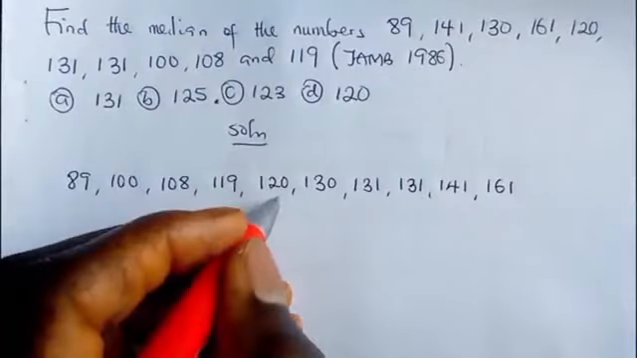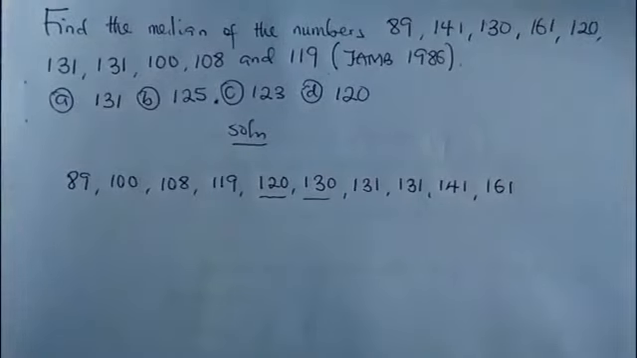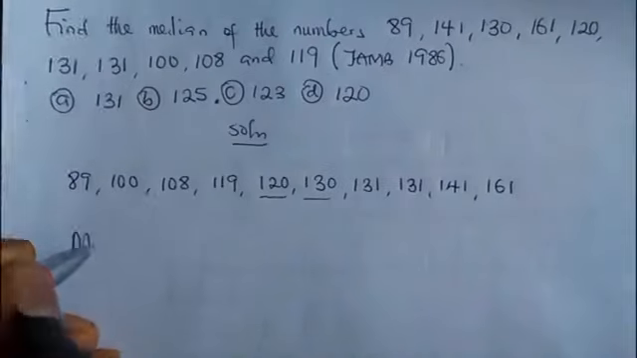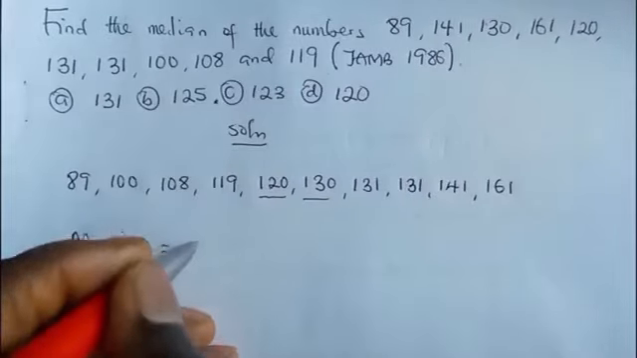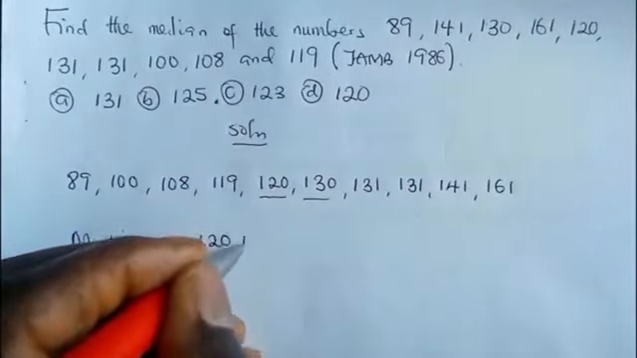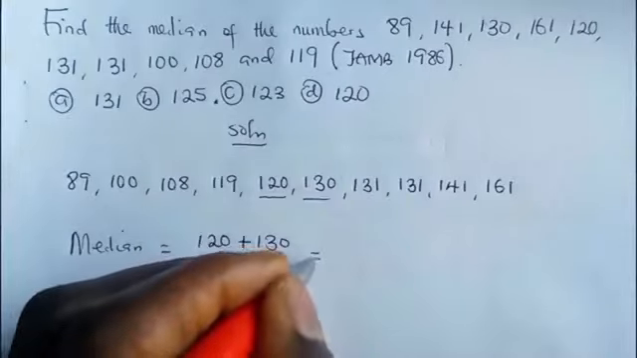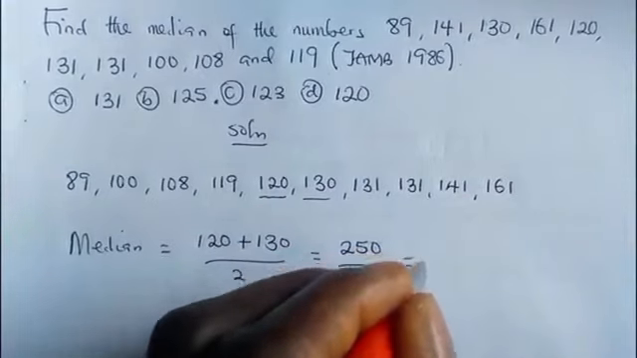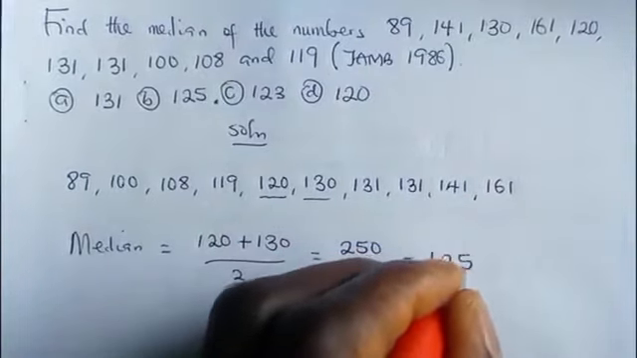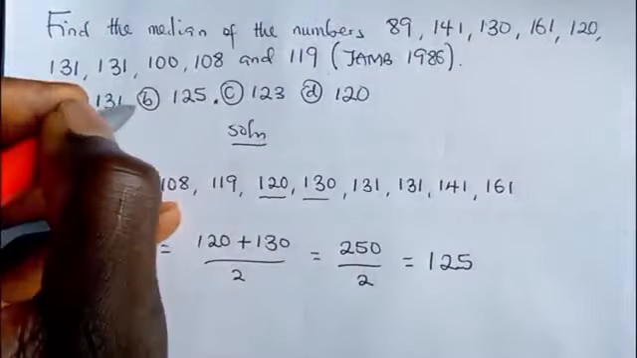That is 120 and 130. That is where we get our median from. So median for this distribution will be equal to 120 plus 130 divided by 2. That's equal to 250 over 2, giving us 125. So the median for this distribution is equal to 125, corresponding with option B.